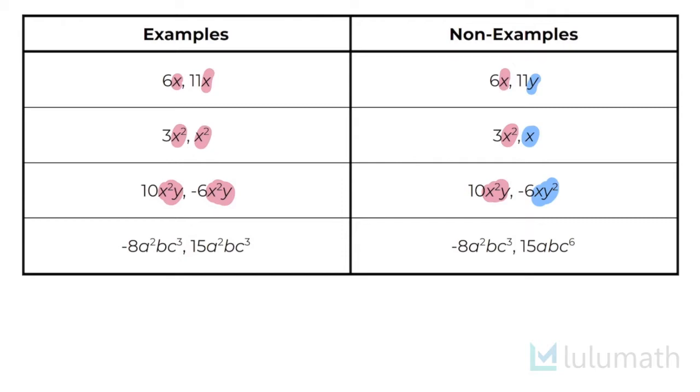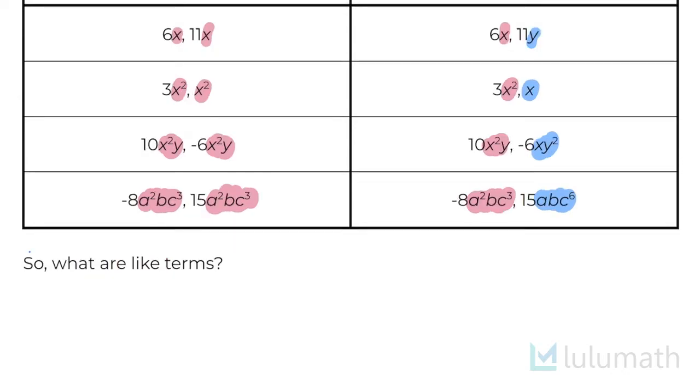And in our last example, we have negative 8a squared bc to the power of 3 and 15a squared bc to the power of 3. But over here, we have negative 8a squared bc to the power of 3 and then abc to the power of 6. So if you see, we have a to the power of 2, a to the power of 2, b to the power of 1, b to the power of 1, c to the power of 3, c to the power of 3. But in this example on the right side, some people might say, oh, we've got a power of 2, a power of 1, a power of 3. 2 plus 1 plus 3 is 6, so I can just say abc to the power of 6 and they'll be like terms. But that's not true. That doesn't work.